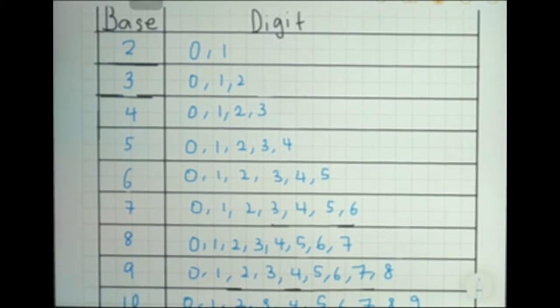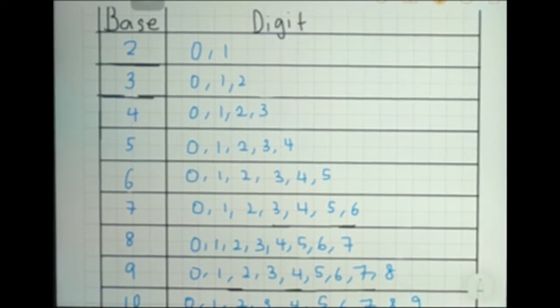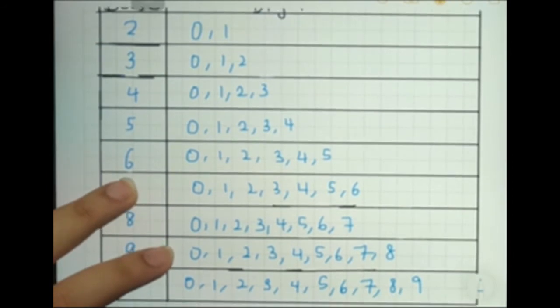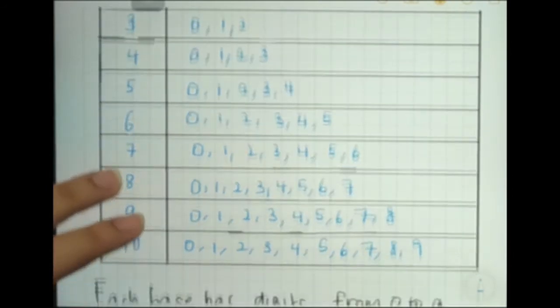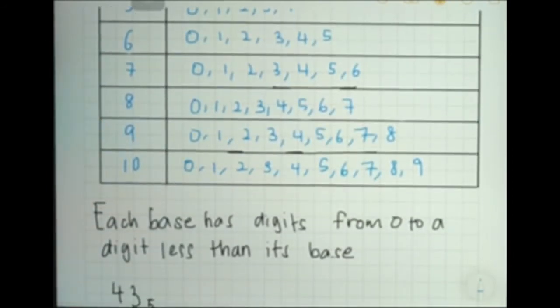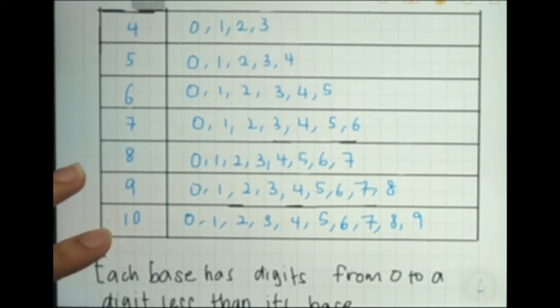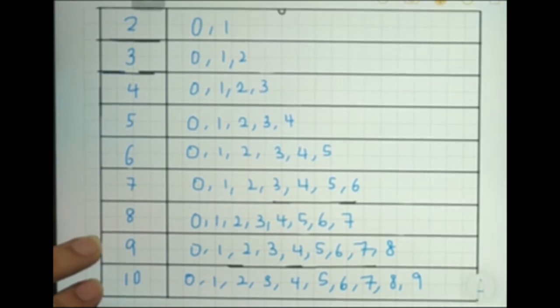Base 2 has digits 0 and 1. Base 3 has digits 0, 1, and 2. Base 4 has digits 0, 1, 2, and 3, and so on for the rest of the bases with their digits. Each base has digits from 0 to a digit less than its base, as you can see here in the table.